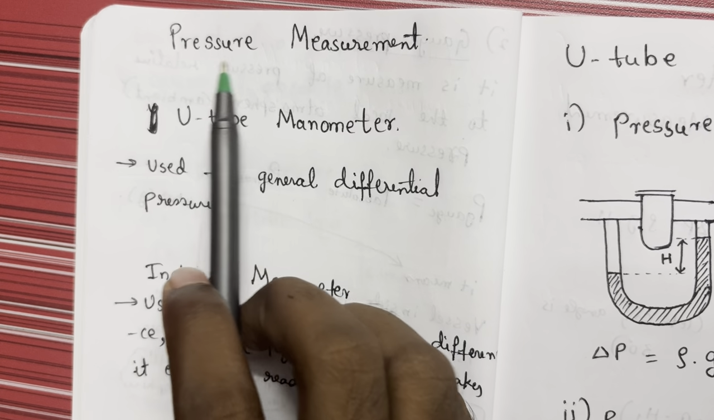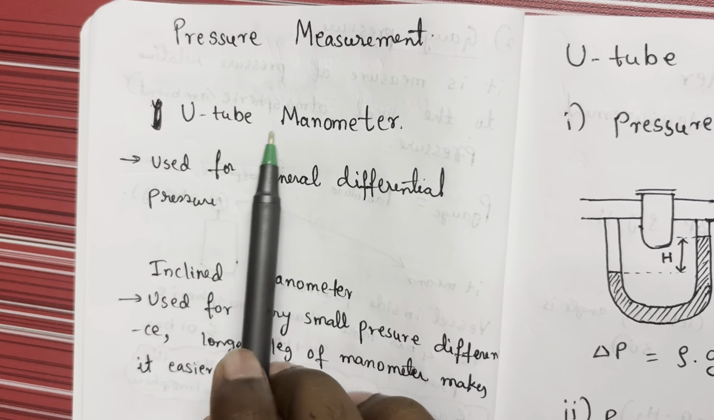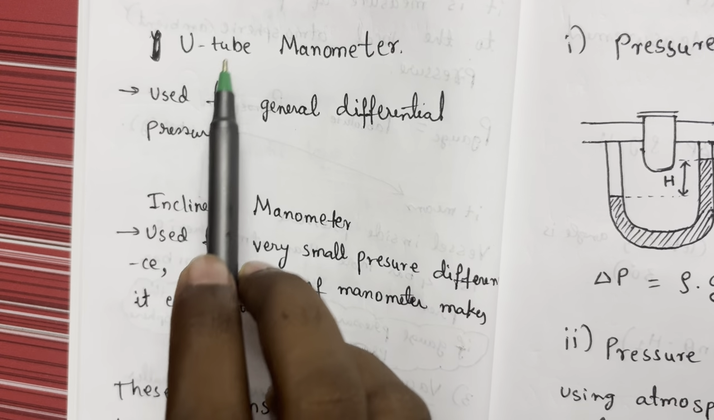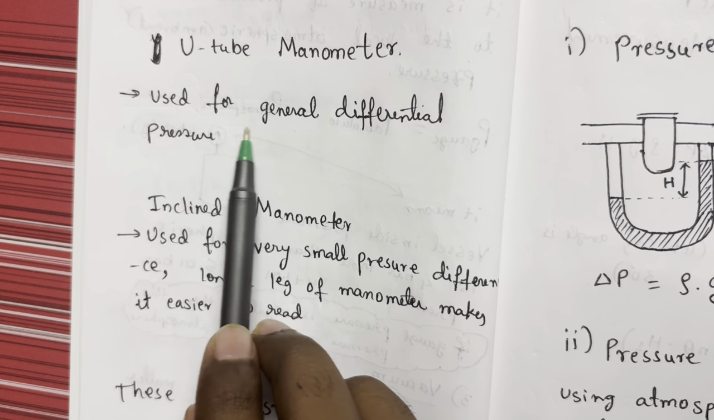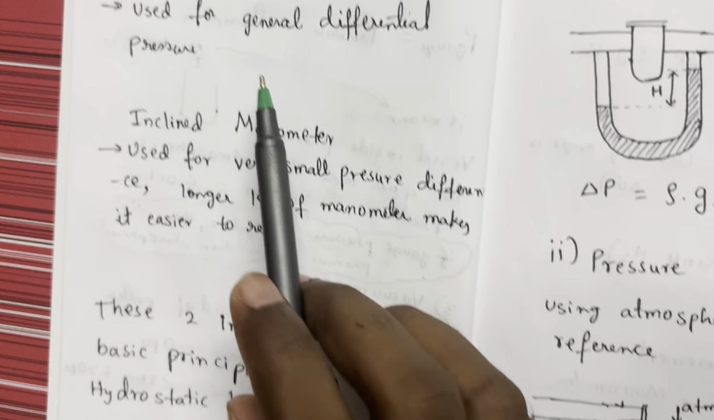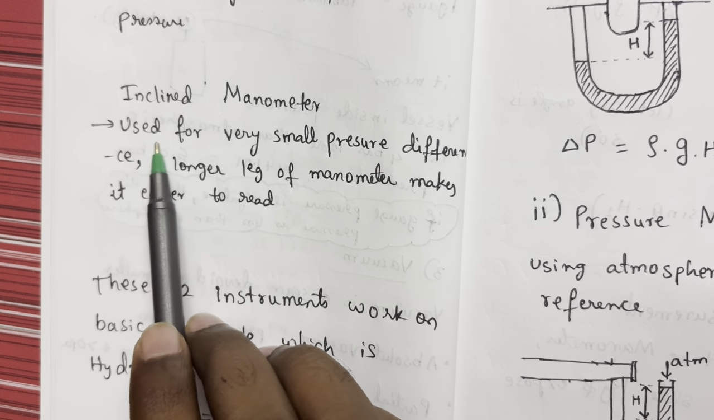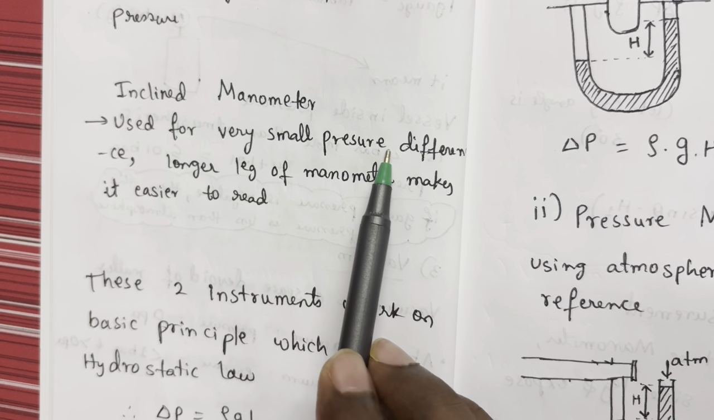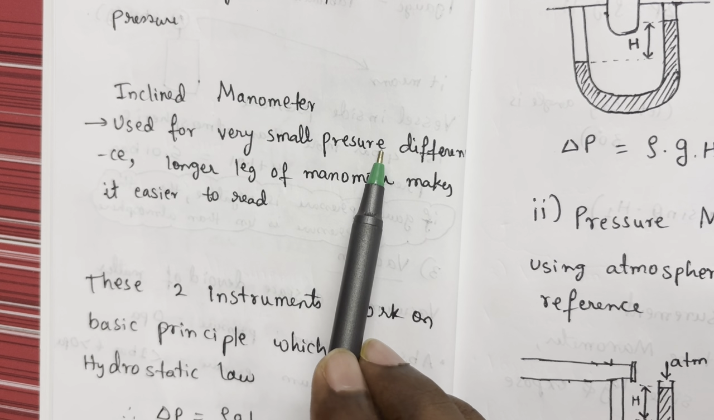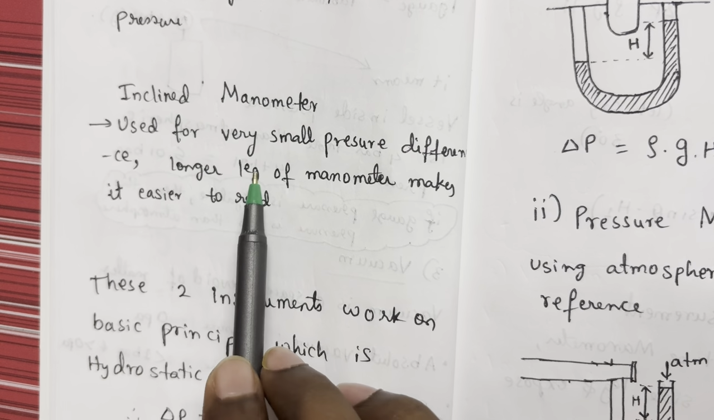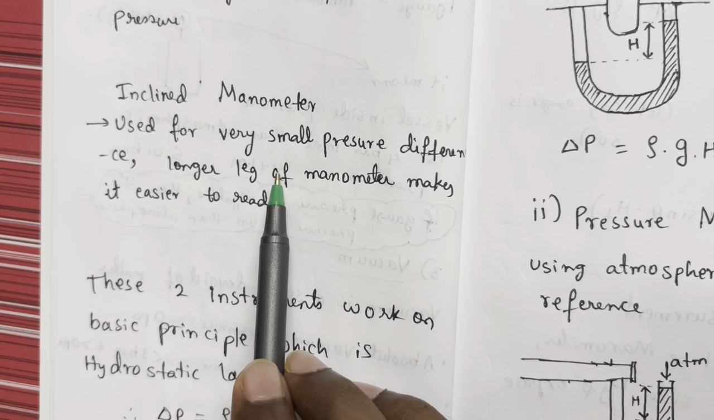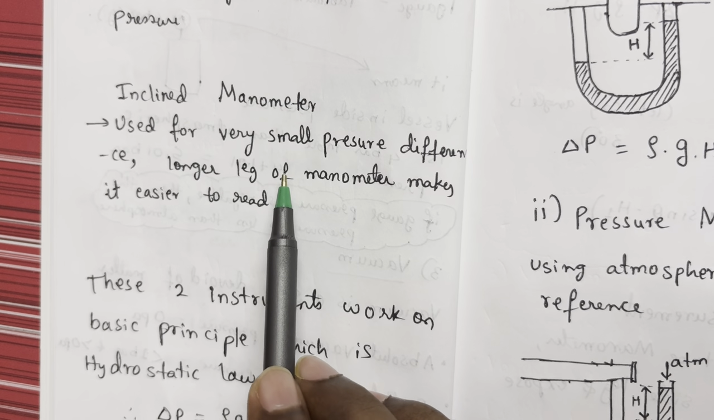Today we will learn about pressure measurement using U-tube manometer and inclined manometer. What's the difference? U-tube manometer is used for general differential pressure or pressure, but inclined manometer is used for very small pressure difference measurement or very small pressure measurement because of the advantage of it having a longer leg. So it makes the reading even easier to measure the smaller differences.